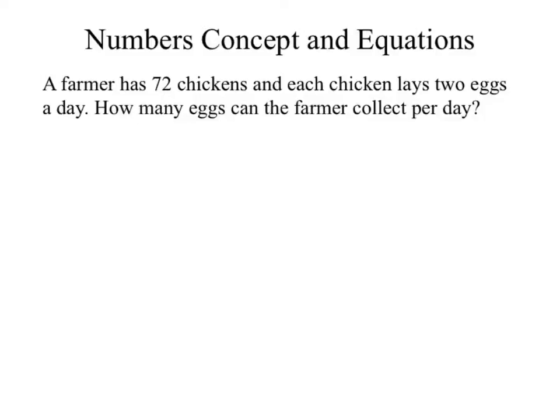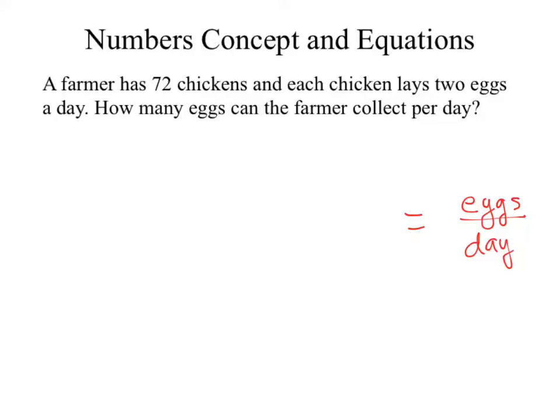One more way to relate this. A farmer has 72 chickens, and each chicken lays 2 eggs per day. How many eggs can the farmer collect per day? 72 times 2, 144. So what do we do? Same thing we've always done. What do we want for an answer? Eggs. Not quite. Eggs collected per day.